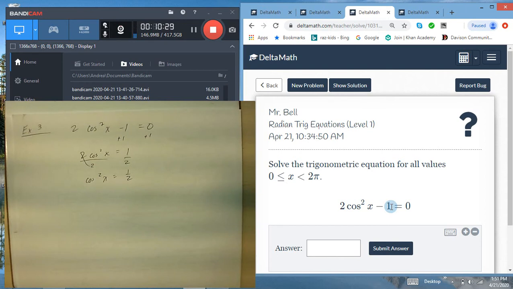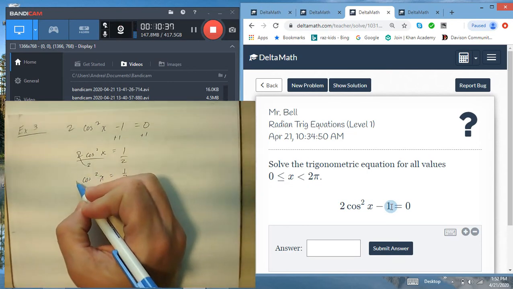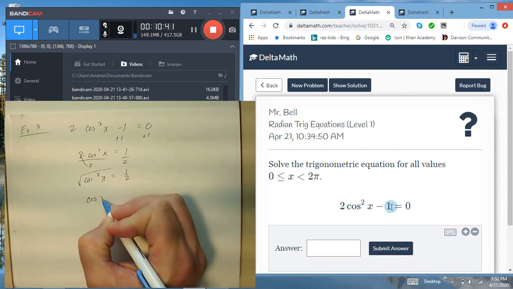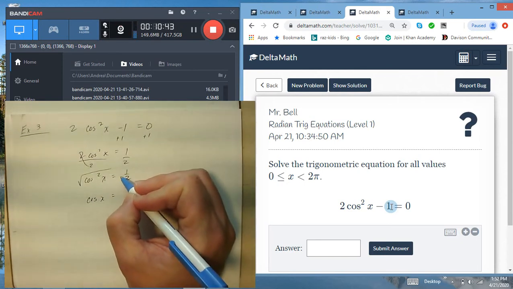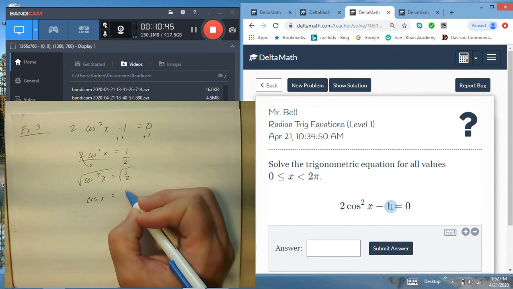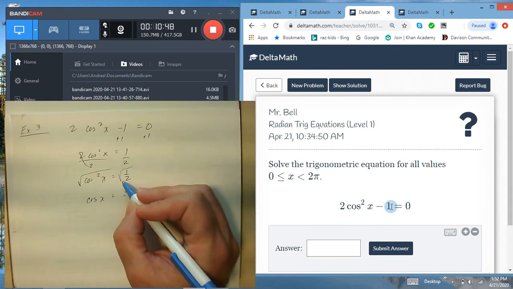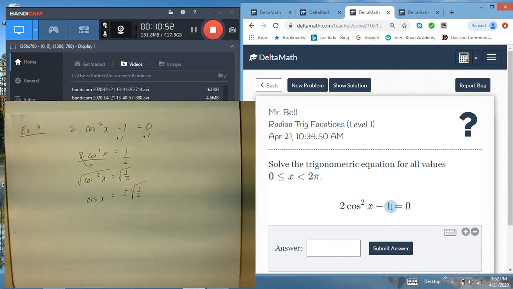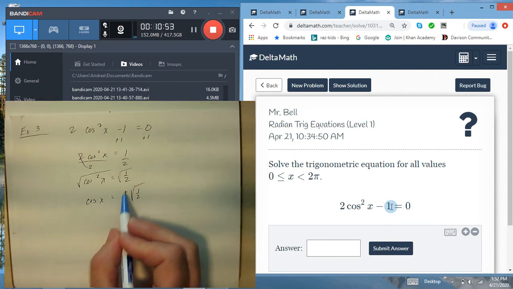Okay, now I'm not quite isolated. One last step that we need to do is to take the square root. So I'm going to take the square root of cosine squared x, which is going to just give me a single cosine x. And then I need to do the same thing to this side. So we're going to say plus or minus the square root of 1/2. Don't forget the plus or minus.